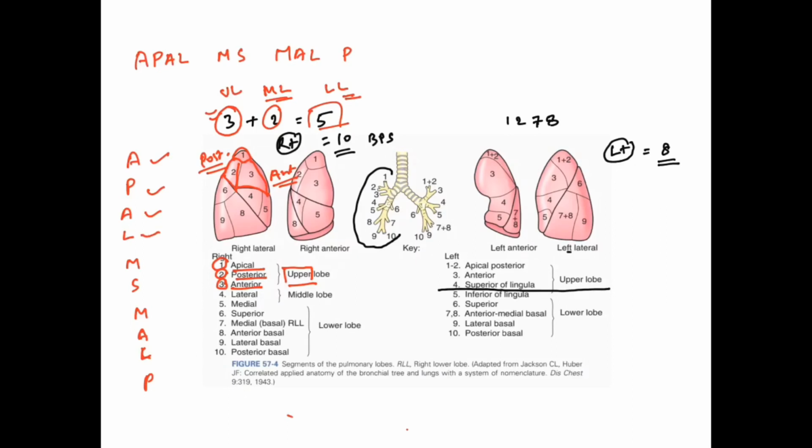Now this L is for lateral and M for medial segment. These lateral and medial segments are in the middle lobe. Now the last 5 segments of the lower lobe: S for superior, M for medial basal, anterior basal, lateral basal, and posterior basal. So these last 4 are the basal segments.